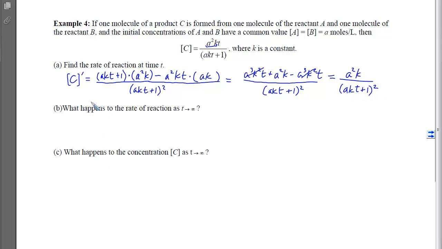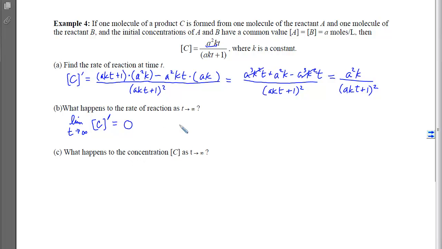So what happens to the rate of the reaction as T goes to infinity? So that's asking me what is the limit as T goes to infinity of that concentration's derivative? And we'll end up looking at this as T gets huge. Well, as T gets huge, the denominator is going to far, far outpace the numerator, which is just a constant. So that rate of reaction will be 0.